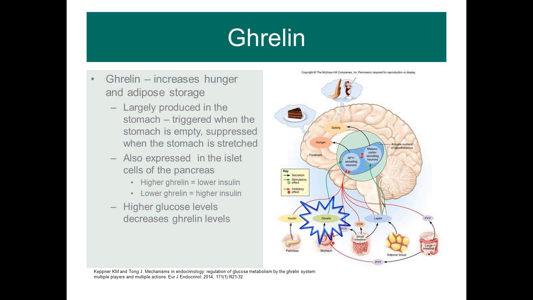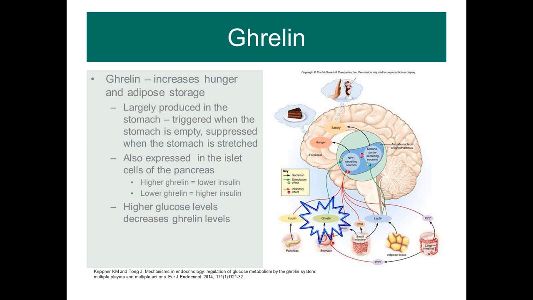Ghrelin, one of our other hormones, is secreted by the gut. It's produced in the stomach when the stomach is empty, and when the stomach is full and the individual has filled their stomach with food, the stretch receptors in the fundus of the stomach suppress the secretion of ghrelin. When the stomach is empty and ghrelin is circulating, the patient perceives a higher level of hunger. When the stretch receptors are activated and the ghrelin is suppressed, that hunger cue is supposed to go away.